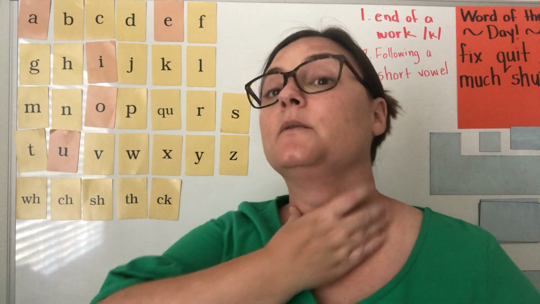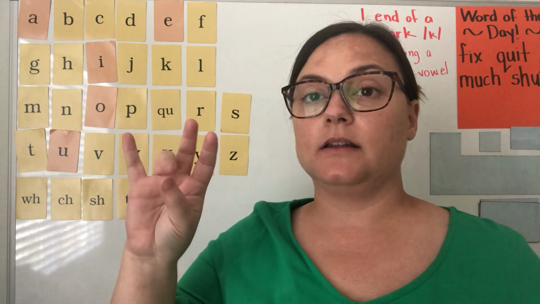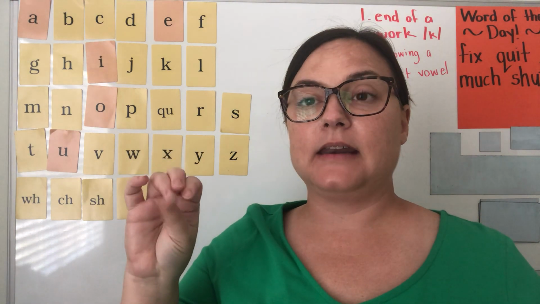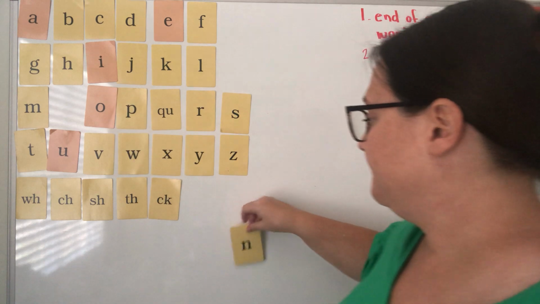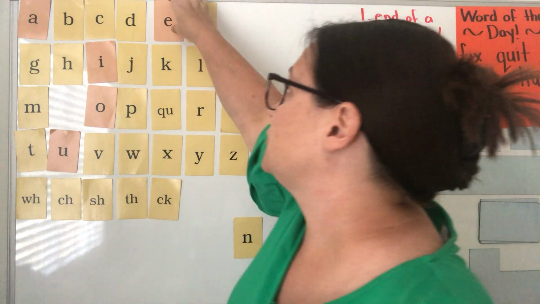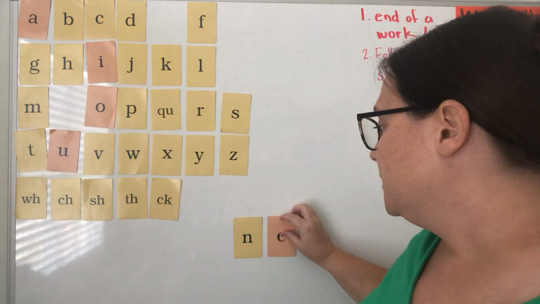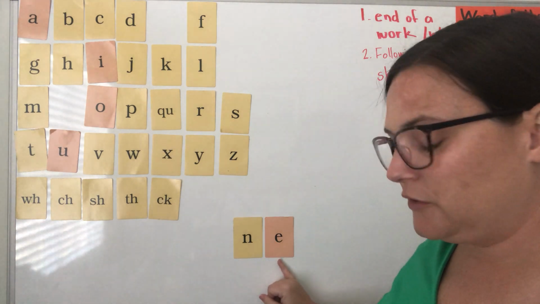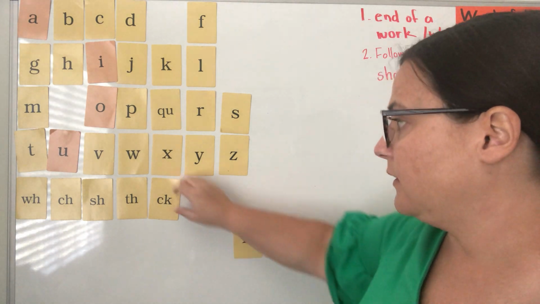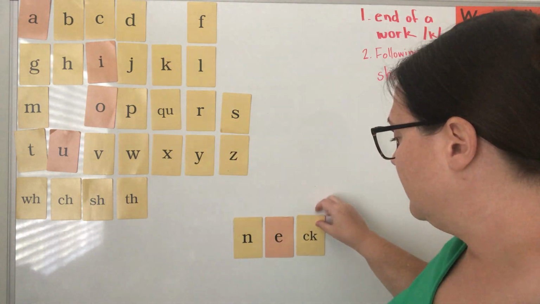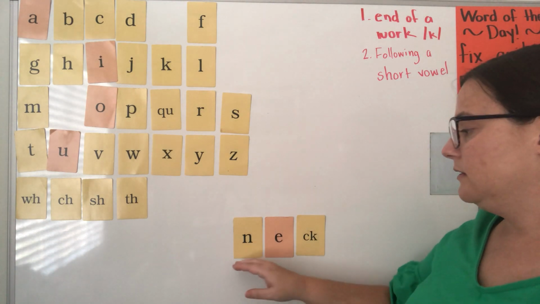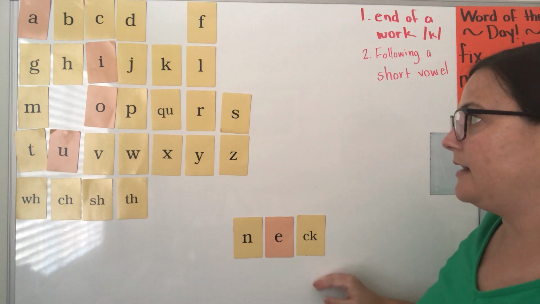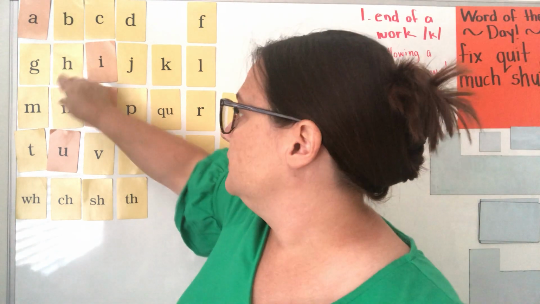Neck is my next word. Neck. Ek, neck is my first sound. That's short E. So in my brain, I'm thinking, okay, this is short E, and then I hear k. So I know to use CK. Ready? Ek, neck. Clear the deck.